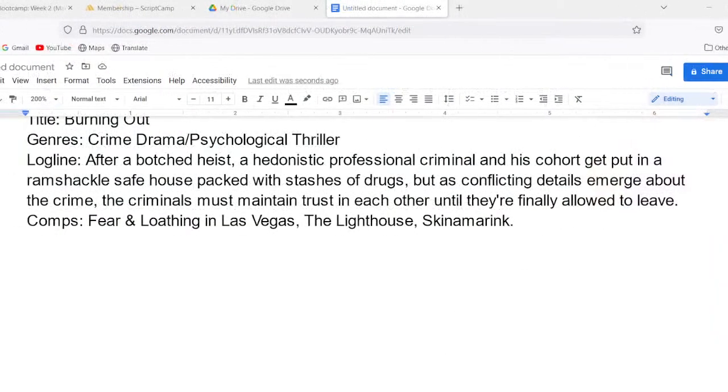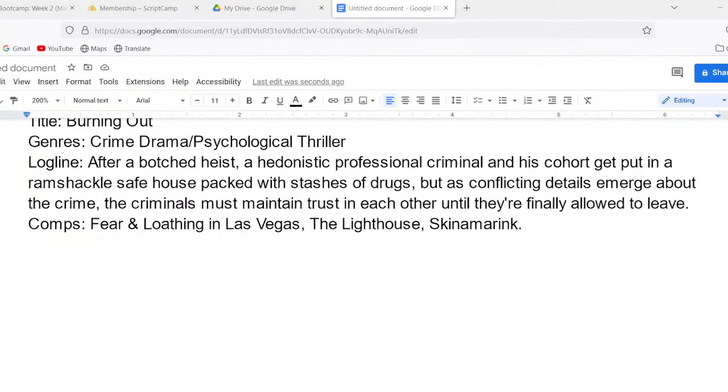A professional criminal and his cohort get put in a ramshackle safe house packed with stashes of drugs, but as conflicting details emerge about the crime, the criminals must maintain trust in each other until they're finally allowed to leave. So when you say conflicting details emerge, where would they emerge from if they're the only ones there? Telling stories, reminiscing. One of them's younger, but he's not super young, he's like 35. The other one is up there. The safecracker's up there, and he's got this Ozzy Osbourne vibe of, how are you still alive? And he's like, I don't know, but I'm enjoying it.